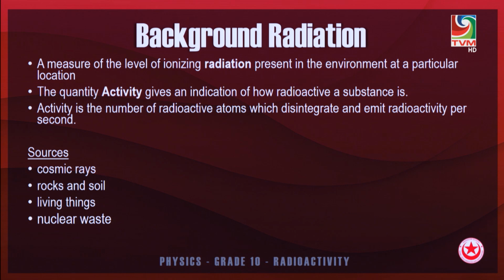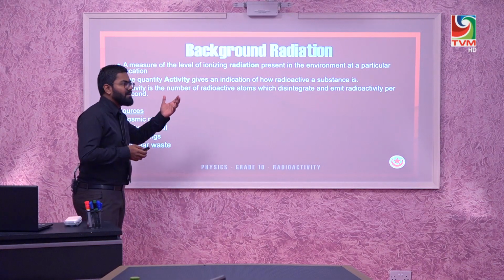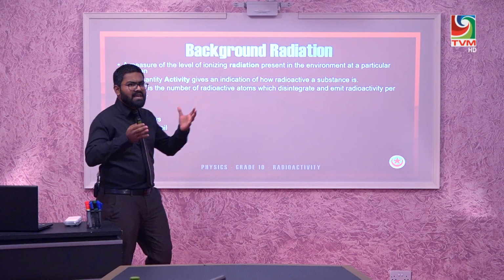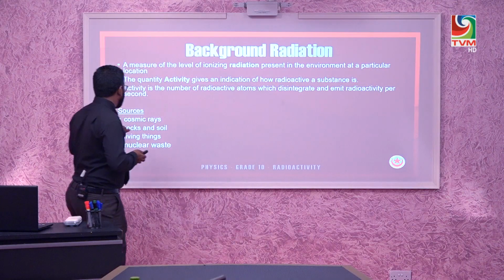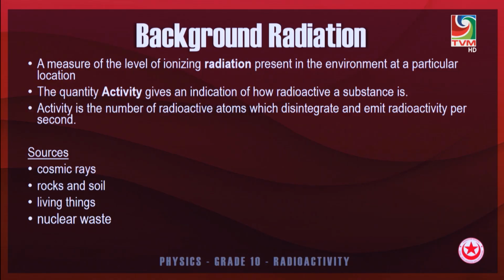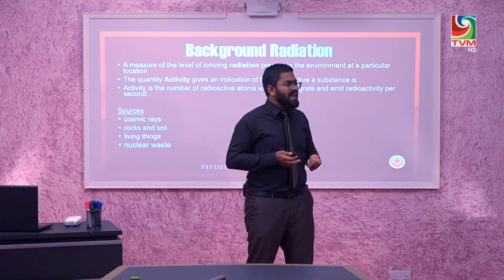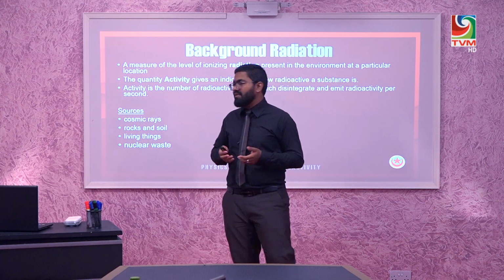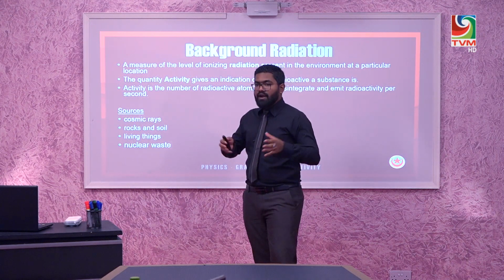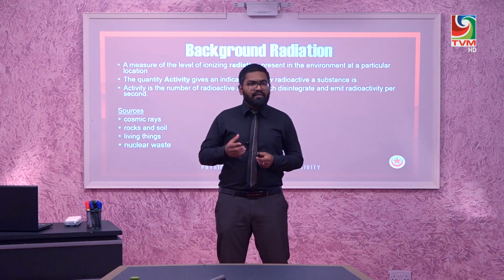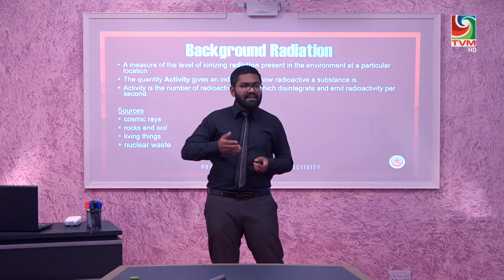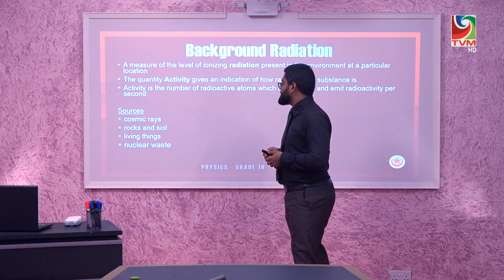What is that? That is the radiation that we are getting from space. It can be coming from the stars, it can be coming from the sun. Whatever comes from space, we call it cosmic rays. Rocks and soil: there are a lot of radioactive isotopes inside the ground, in some of the rocks, and they also give out radiation. Also, during mining, some of the rocks are unearthed, and that also increases the radioactivity level.